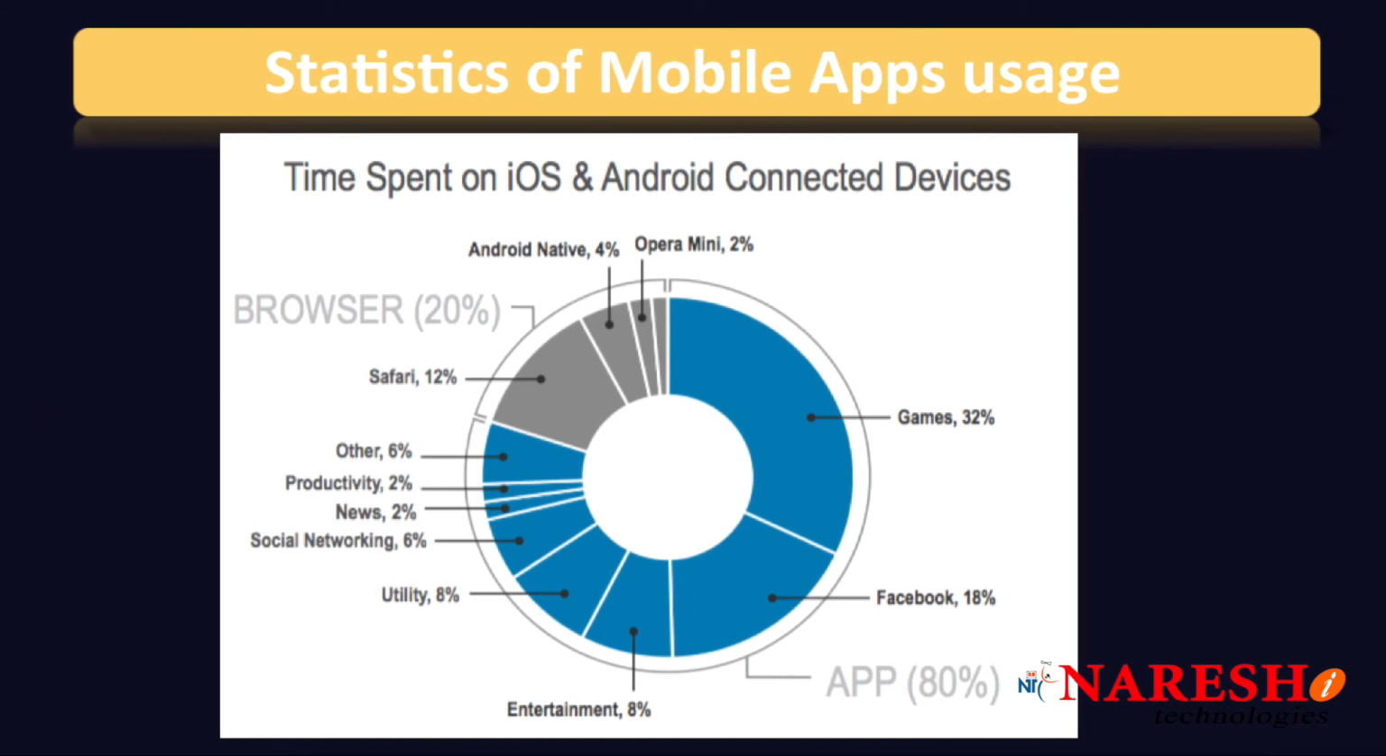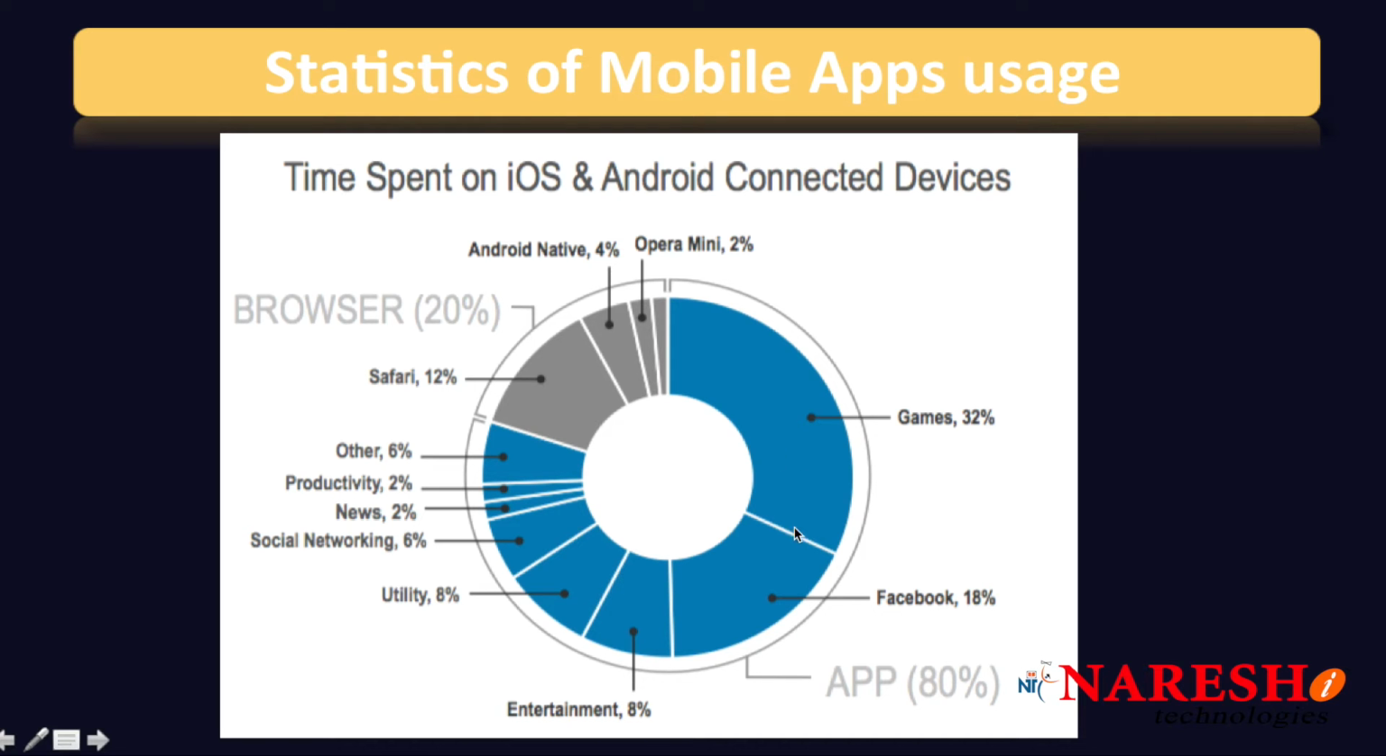Next, let's see some statistics of mobile usage, and why mobile applications are popular. As we discussed in session 1, we can see some statistics. If you observe, 80 to 85% of users are using mobile applications daily, rather than using desktop apps.